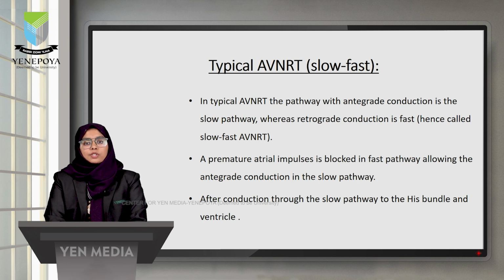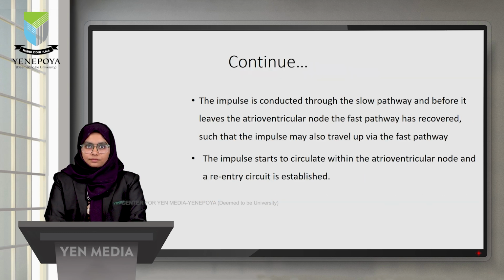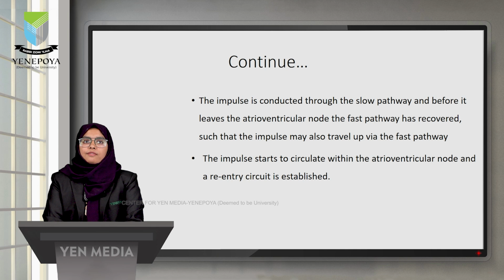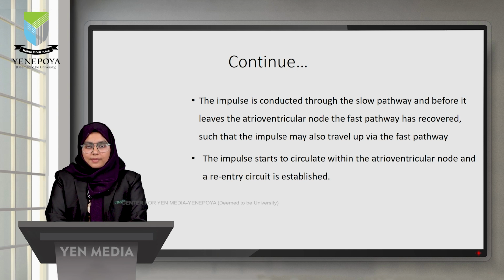After conduction through the slow pathway to the His bundle and the ventricle, the impulse is conducted through the slow pathway. Before it leaves the AV node, the fast pathway has recovered. That means it is out of the refractory period. The impulse from the slow pathway goes to the fast pathway, such that the impulse may also travel via the fast pathway. The impulses start to circulate within the AV node, that is the atrioventricular node, and the re-entrant circuit is established.